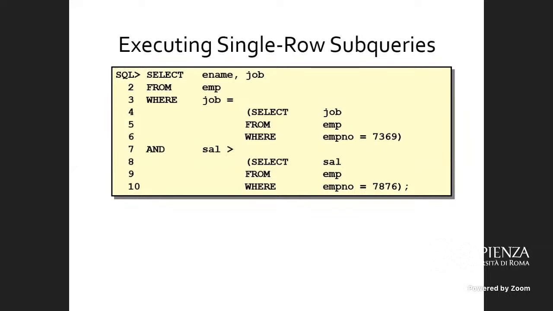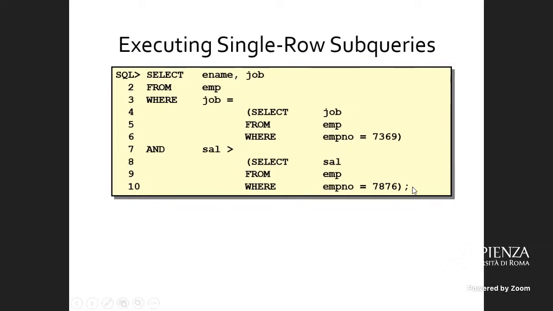So, executing single row subqueries. This is a very interesting type of subquery where you have two subqueries in a single query, like a larger body of a query. And this is possible. The first is you want to evaluate it from two things.